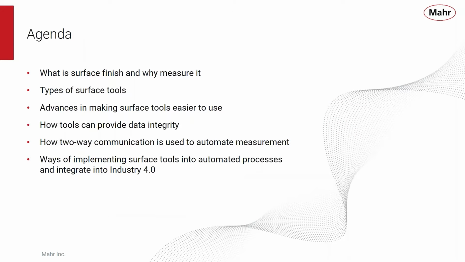So let's begin. Today's agenda is learning about surface finish and why we measure it. We're going to talk about the types of surface tools. We'll see some advances in making surface tools easier for people to use. We're going to learn how tools can provide data integrity, how two-way communication is used to automate the measurement process, and we're going to see some ways to implement surface tools into automated process and integrate them into Industry 4.0. So let's begin.